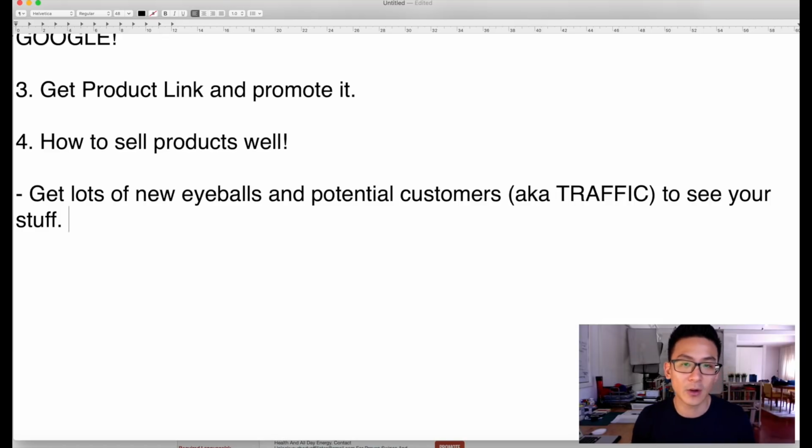Now, the thing about online marketing is that there's a lot of different traffic all over the place. You can get traffic from social media.